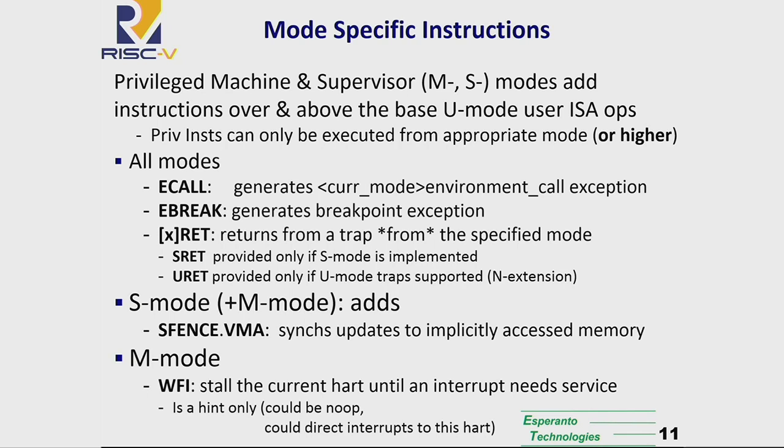There is a fence op, which is available at all modes. But S mode adds a different fence. The regular fence lets you synchronize updates to memory. S fence lets you synchronize updates not to directly accessed memory, but implicitly accessed memory. And that's usually things like the TLB. When you do an access, you have address translation, and you don't actually go through the entire translation process. You actually cache that result. Well, you can get synchronization problems if you've changed the page table, but the TLB is still sitting there thinking it hasn't changed. And this is the instruction that you'd use to manage that synchronization.